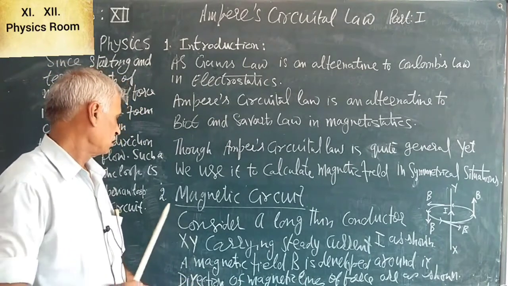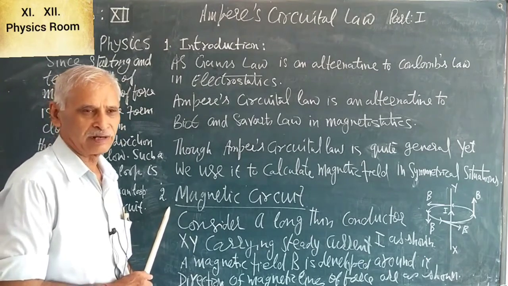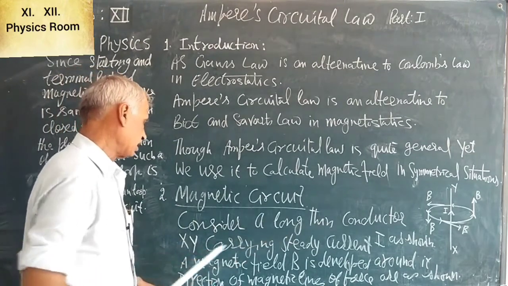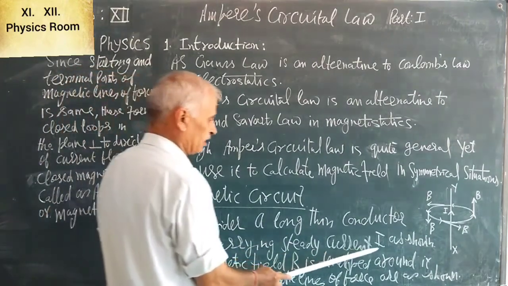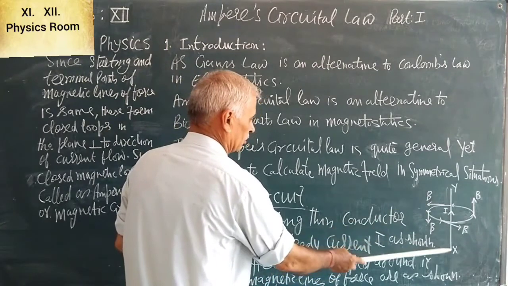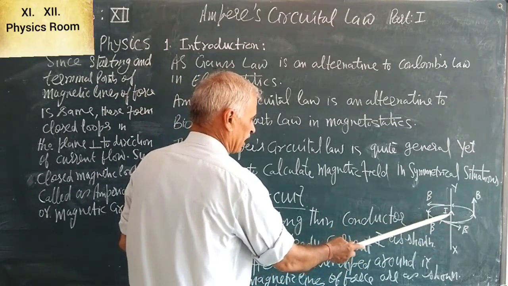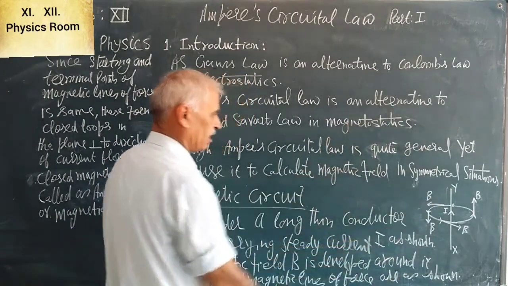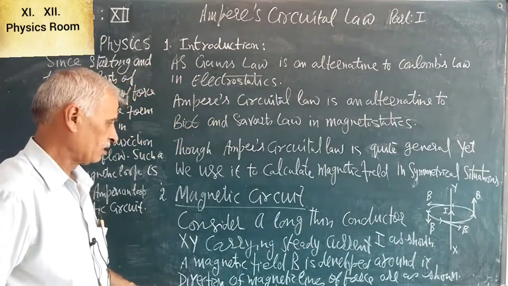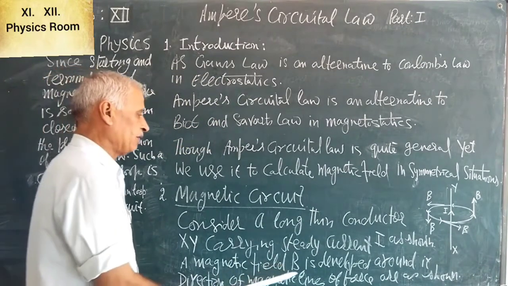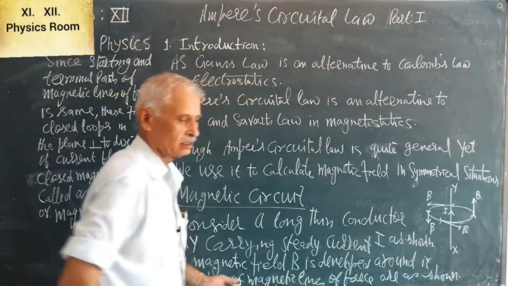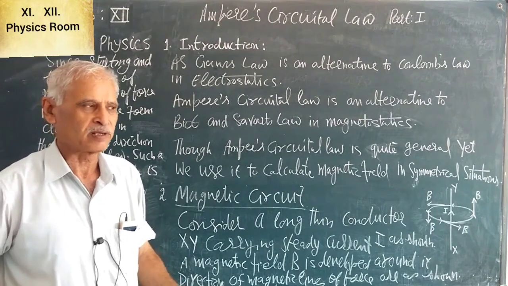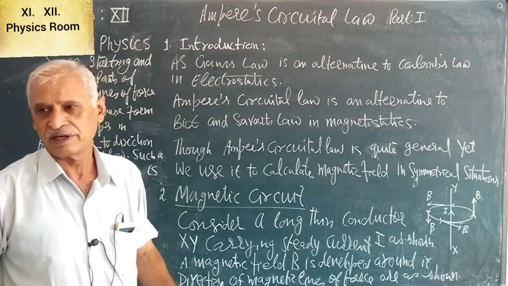Now, we come to the second point. We have to understand about magnetic circuit. Consider a long thin conductor XY carrying steady current I as shown. This is conductor XY. It is carrying steady current I. It is a very long and thin conductor. A magnetic field B is developed around it. As we have seen through Oersted experiment, whenever current passes through a conductor, a magnetic field is produced around it.